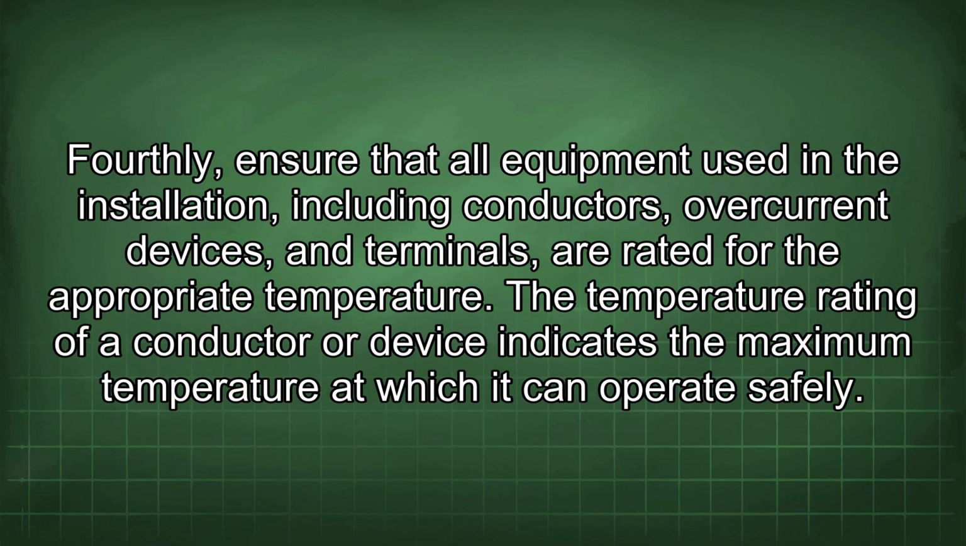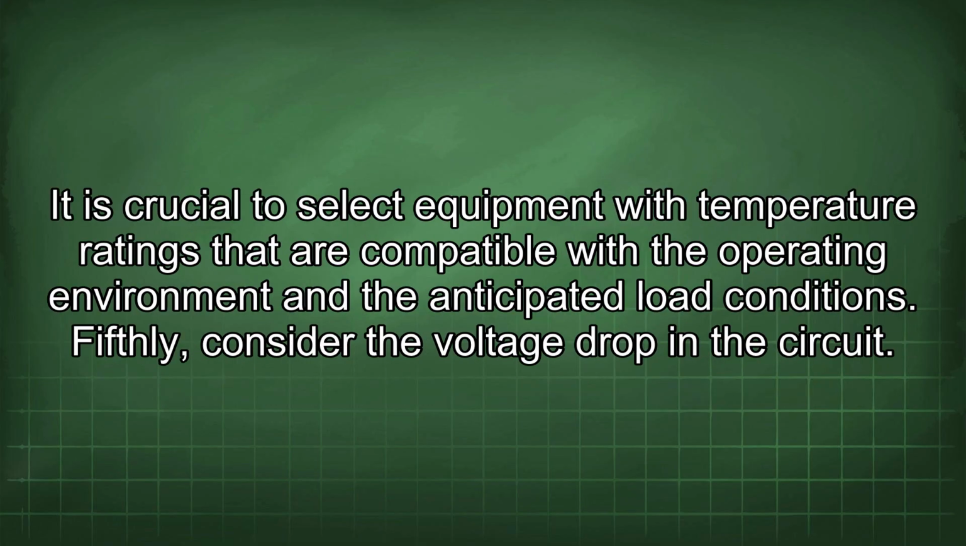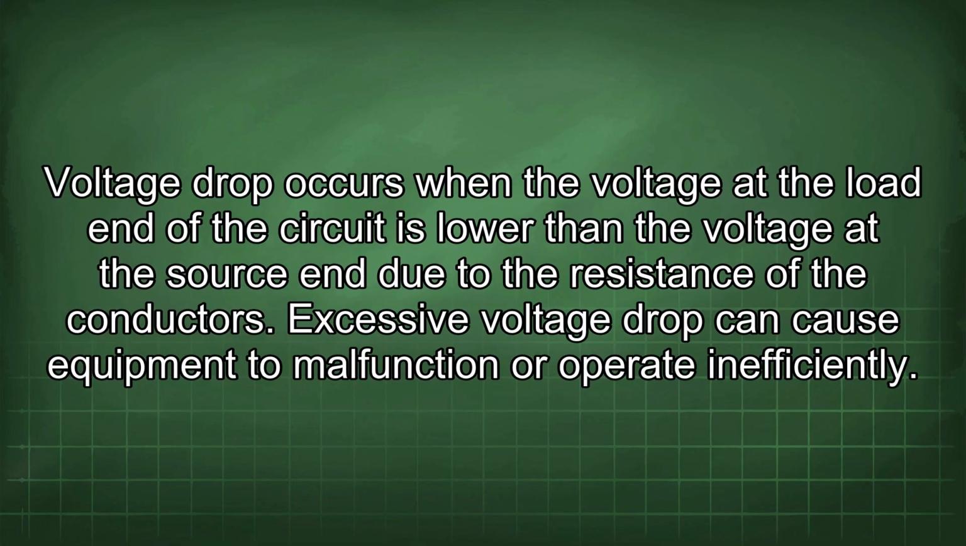Fourthly, ensure that all equipment used in the installation, including conductors, overcurrent devices, and terminals, are rated for the appropriate temperature. The temperature rating of a conductor or device indicates the maximum temperature at which it can operate safely. It is crucial to select equipment with temperature ratings that are compatible with the operating environment and the anticipated load conditions. Fifthly, consider the voltage drop in the circuit. Voltage drop occurs when the voltage at the load end of the circuit is lower than the voltage at the source end due to the resistance of the conductors.